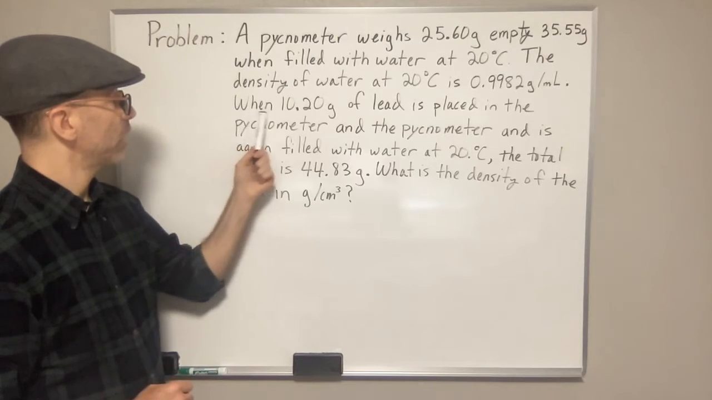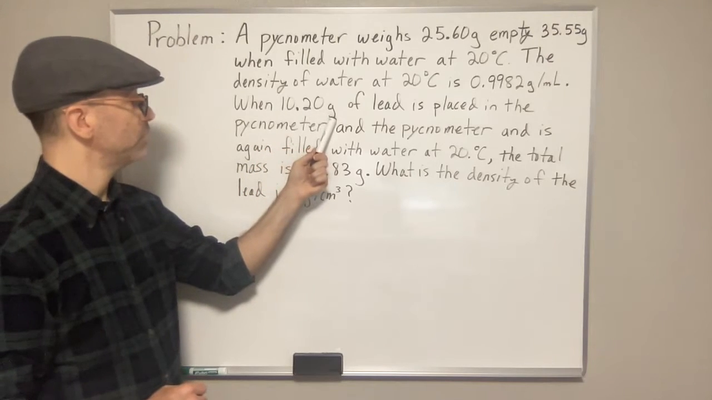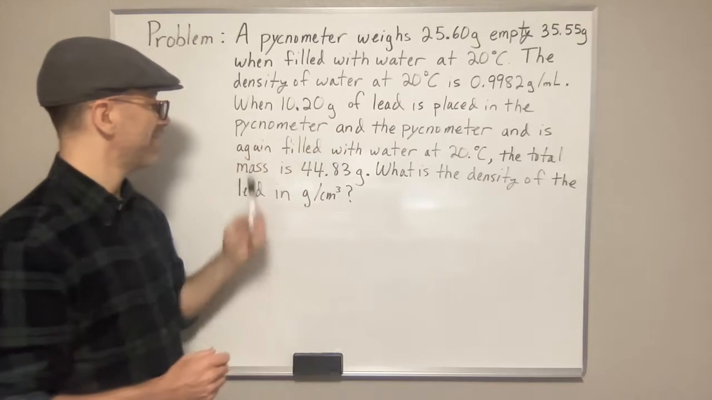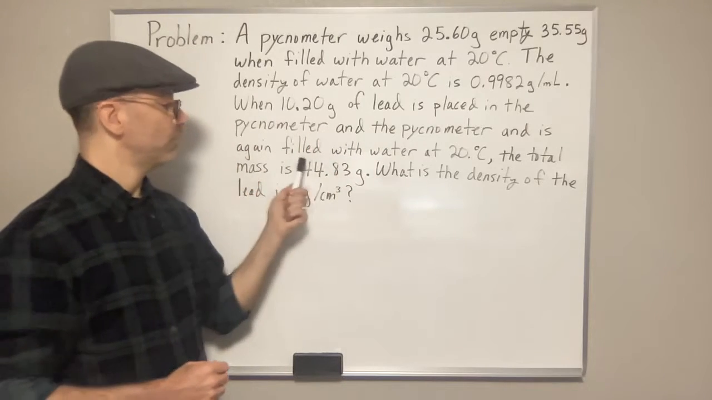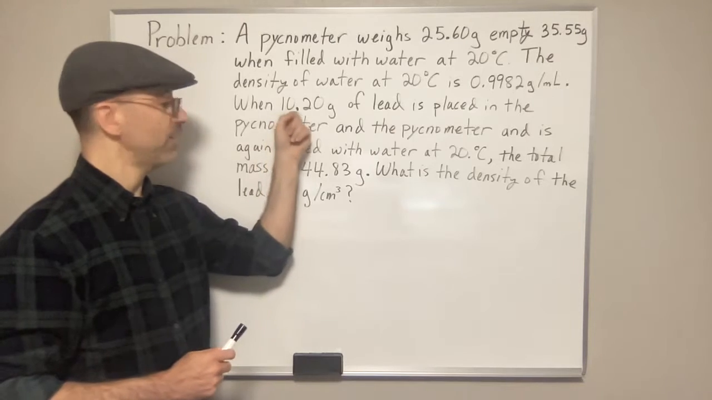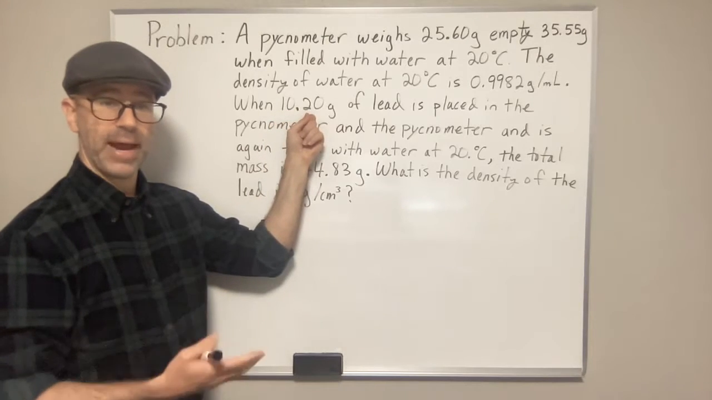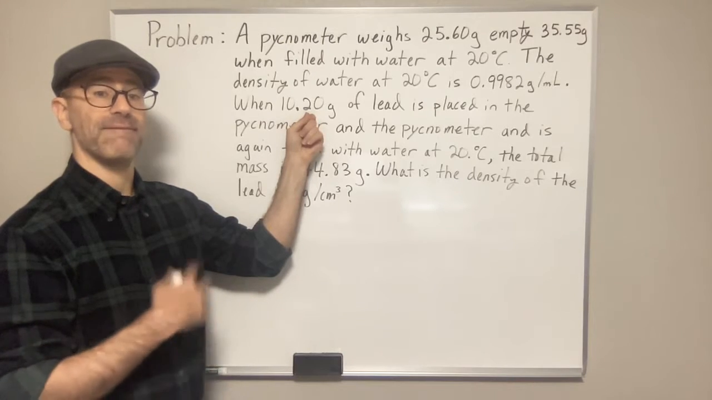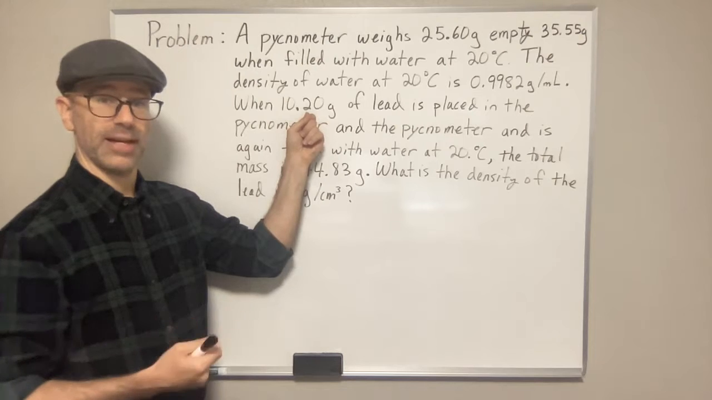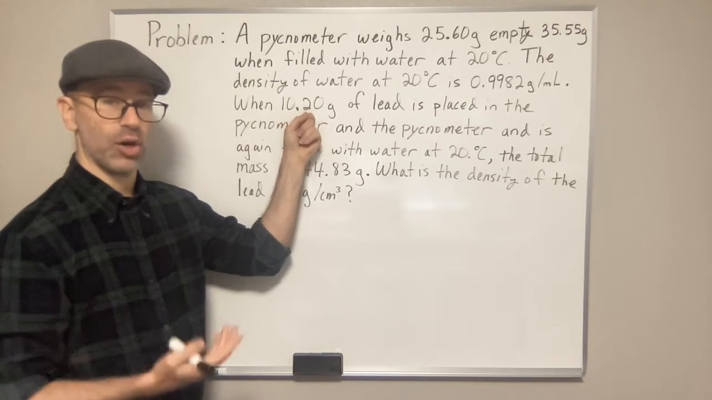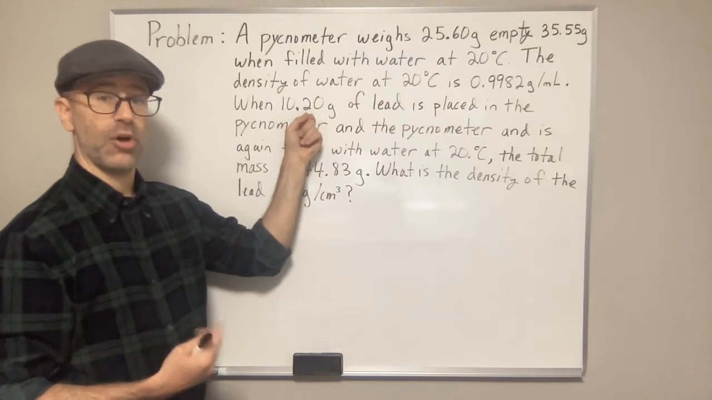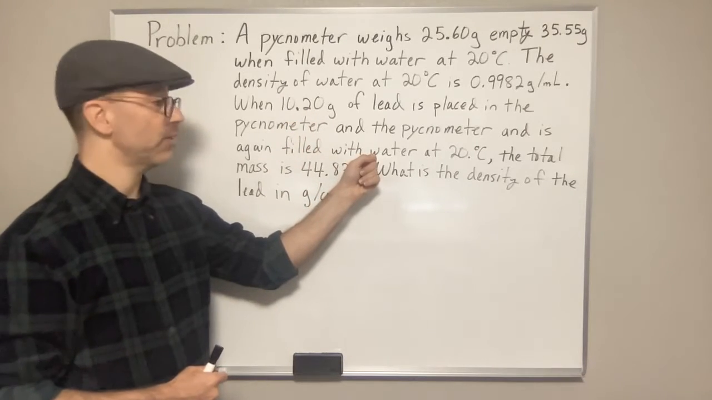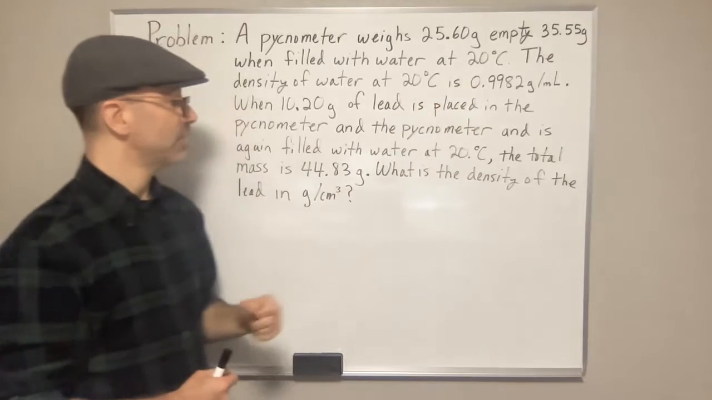And then they say when 10.20 grams of lead is placed in the pycnometer, and the pycnometer is then again filled with water. What this means is that you're adding a certain amount of mass of lead to the pycnometer, but you're not filling the pycnometer completely with the lead. So this is going to take up a certain amount of volume in the pycnometer, and the rest of that volume is then being filled with water at 20 degrees. And so we know the density of that.